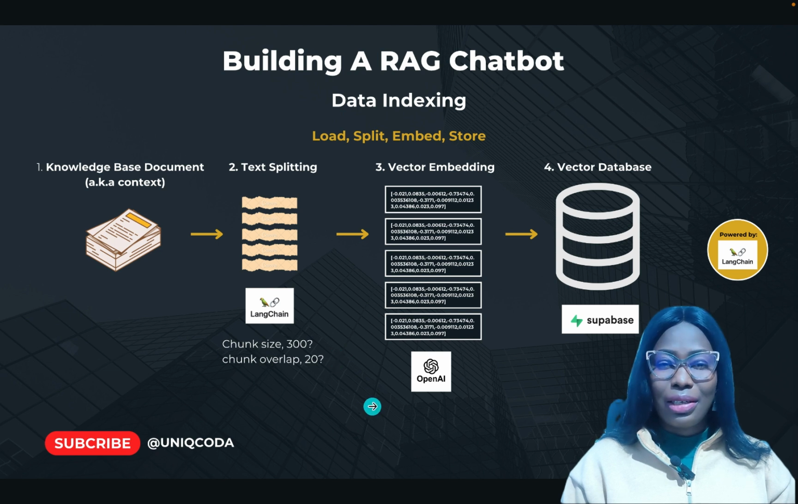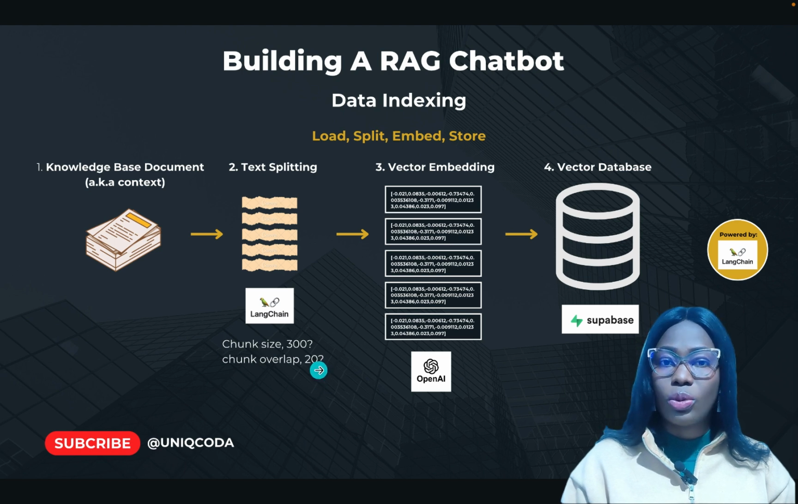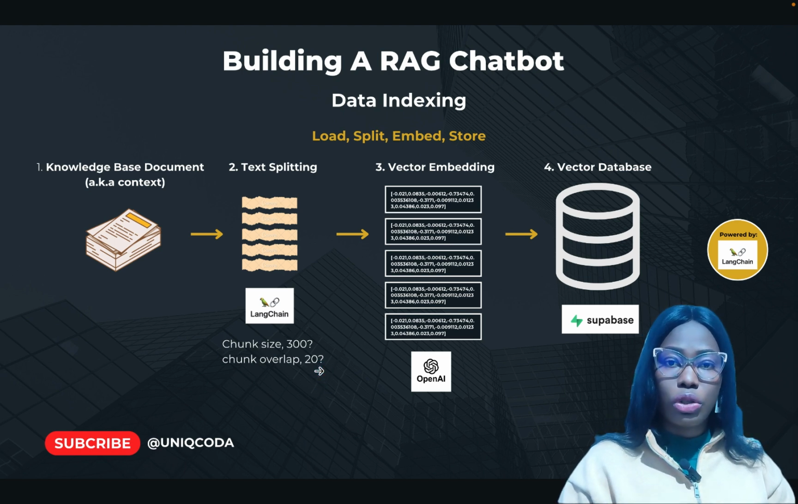Now, under text splitting, we have something called chunk size and chunk overlap. Chunk size just means the number of characters that will be in each chunk of text. And chunk overlap means how many characters will spill in from one chunk into the next.